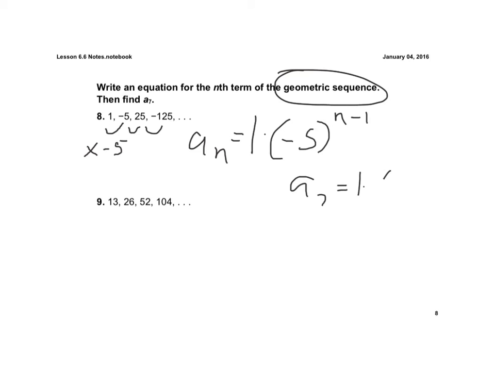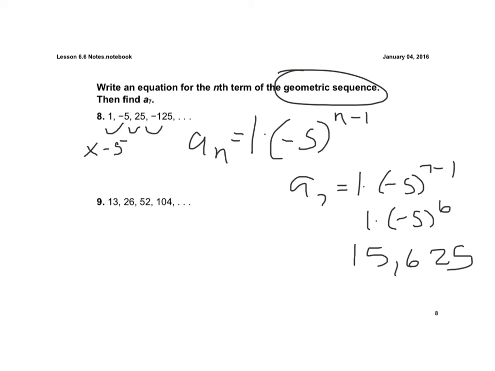So I have 1 times negative 5 to the 7 minus 1, 1 times negative 5 to the 6th, and then 1 times negative 5 to the 6th is 15,625. And there's our 7th term.